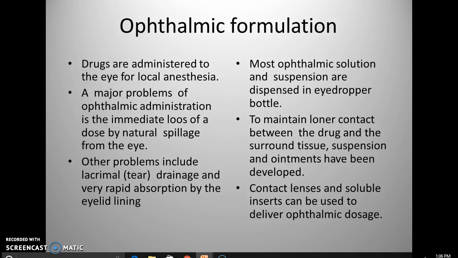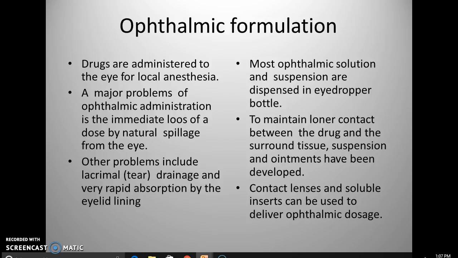When we talk about ophthalmic formulation, we're talking about formulation that goes directly on the eye. Of course, you won't use a syringe at the eye, but other types of medication or formulations, such as ointments, can be very helpful. Of course, liquids can also be very helpful. So drugs are administered to the eye for local treatment of various eye conditions and for anesthesia. The major problem with ophthalmic administration is the immediate loss by the natural spillage from the eye. Try to put something in your eye like Visine, which is used to treat dry eye. And most of it spills out because it's an automatic response of the closing of the eye. Other problems include lacrimal tear drainage and very rapid absorption by the eyelid lining.